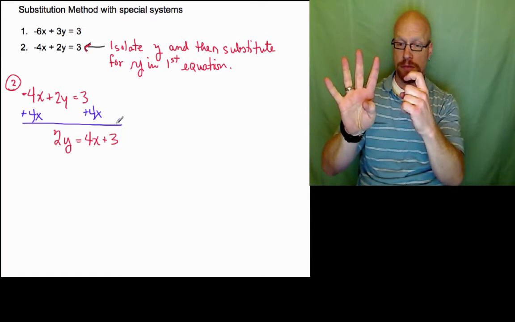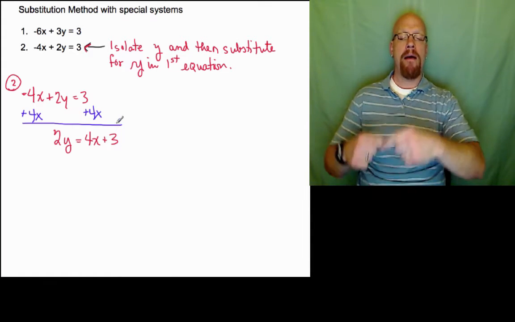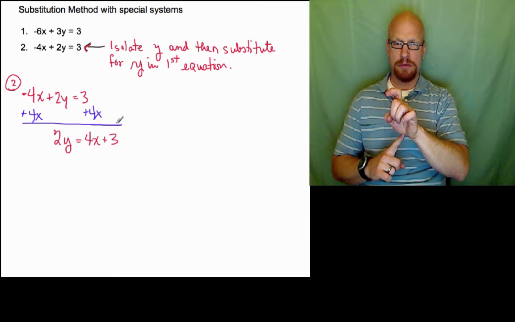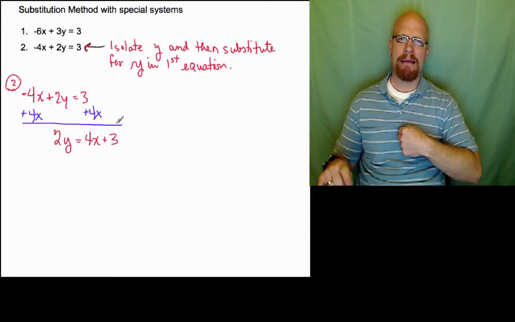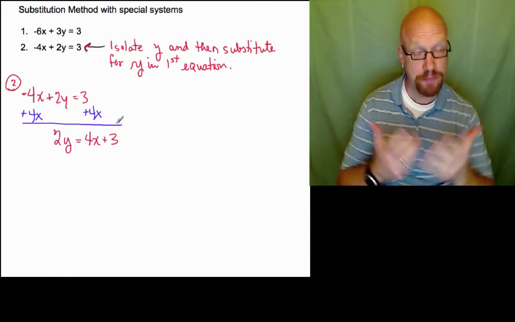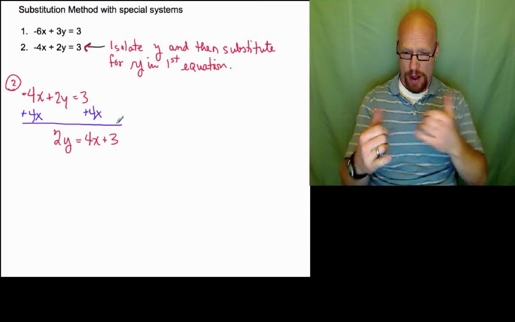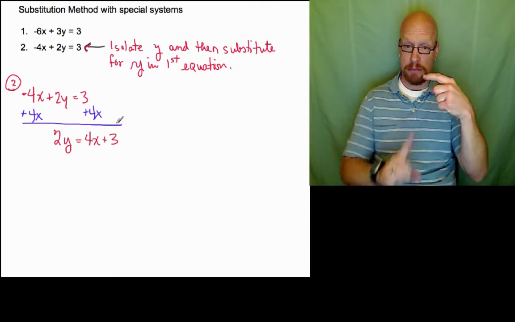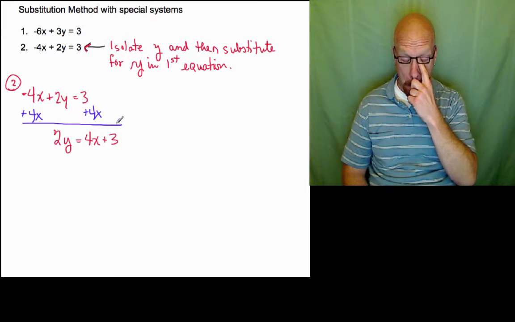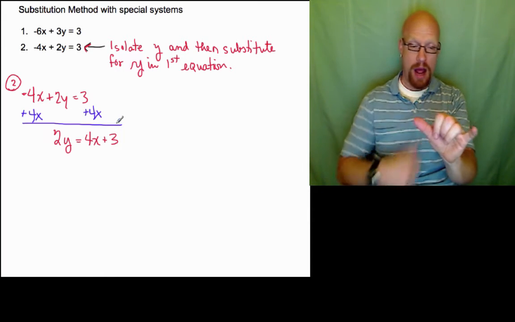We're working in the concept of opposite. Like here I have negative 4x, so I'm going to add 4x to get rid of it. And then I need to work on the other side and add 4x there too. Now I have 2y equals 4x plus 3. Now the y still isn't by itself.